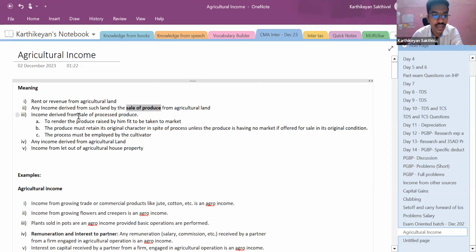Third one is any income which is derived from sale of processed produce. What is processed produce? Just because something is grown in your agricultural land, that does not mean it can be sold in the same form. For it to be sold, we need to do some initial processes. After that processing, a produce comes out, and that produce we sell.